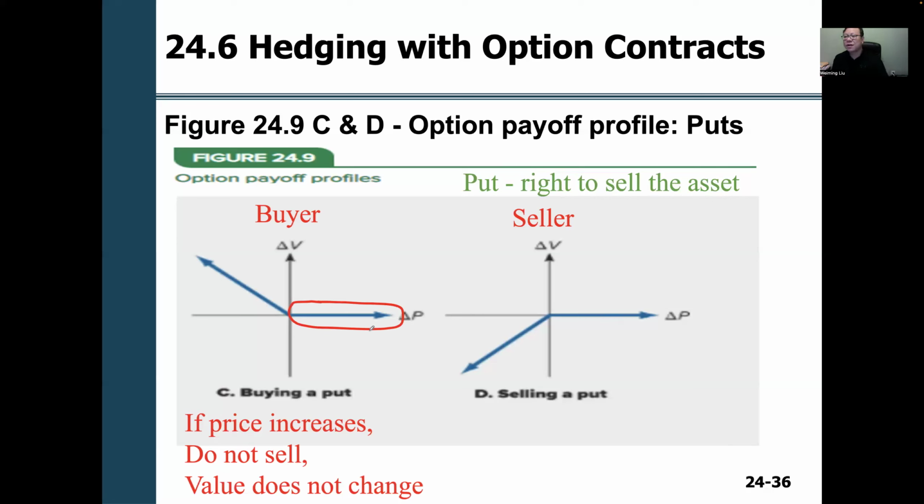Okay. But when the price decreases, you want to sell at a better price, at the option price. That's the time you use it. That's what we talk about on this side. When the price decreases, it's going to create value for the buyer of the put, right?